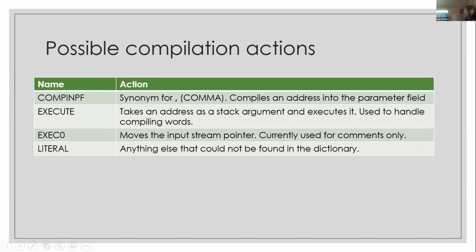Okay, so here are the possible compilation actions, the table. Comp-and-PF is a synonym for comma. It compiles an address into the parameter field. So this is what's going to happen most of the time. An execute compilation action takes an address as a stack argument and executes it. It's used to handle compiling words like compile if, compile then. Exec zero moves the input stream pointer. It's currently used for comments only. And literal is anything else that could not be found in the dictionary.